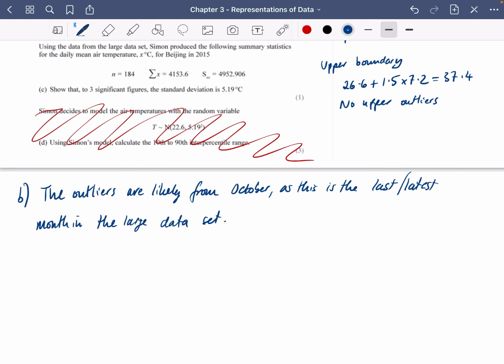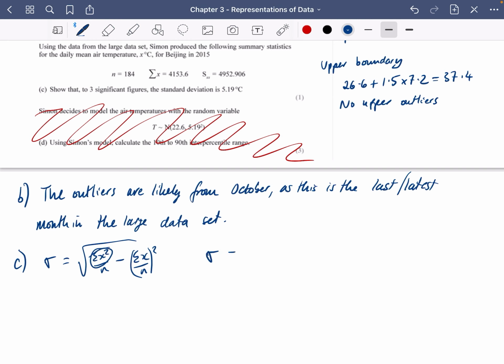Okay, and then it says, using the data from the large data set, Simon produced the following summary statistics for the daily mean air temperature X degrees for Beijing in 2015. Show that to 3 significant figures, the standard deviation is 5.19 degrees Celsius. So this is pretty tricky because the standard definition for the standard deviation we normally think of as the mean of the squares minus the square of the mean. However, we can't work that out because we don't have the mean of the squares.